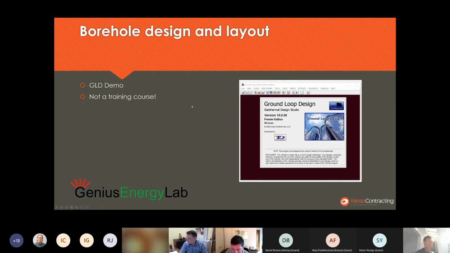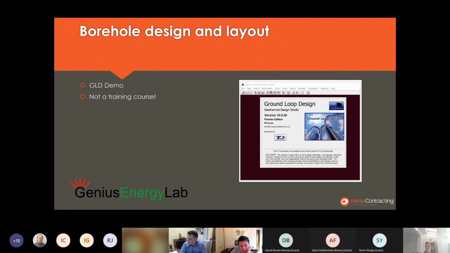It wasn't a training course, obviously, in GLD, but it just gives you an idea about what we are doing to get the ground loop designs. I'll dip back into GLD next time to look at the hydraulics module that is now available in GLD. We use that now as well.